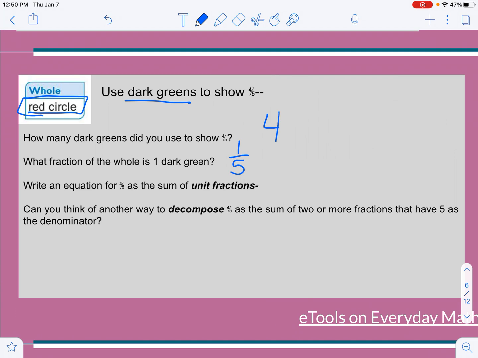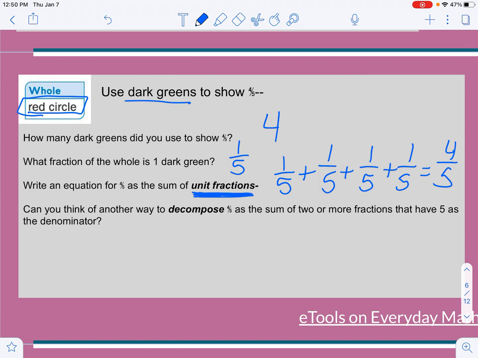4 of them. If we're writing an equation of unit fractions, that's our numerators are 1, then we have to do 1/5 plus 1/5 plus 1/5 plus 1/5 equals 4/5. So when we're using unit fractions, our numerators are all 1. Then it says, can we think of another way to decompose 4/5 as the sum of 2 or more fractions that have 5 as the denominator?